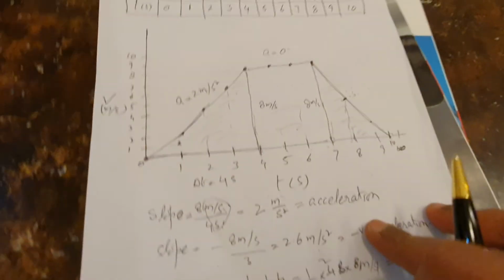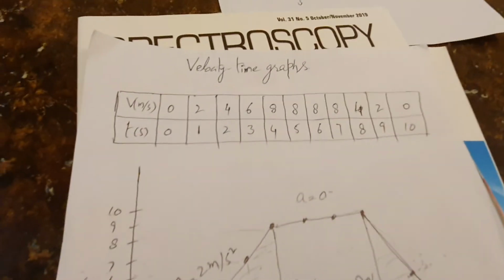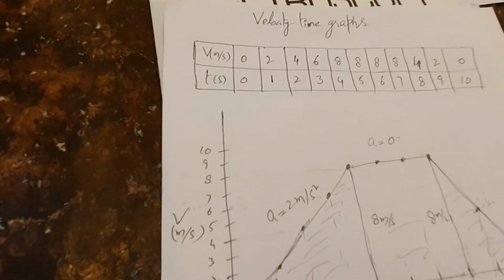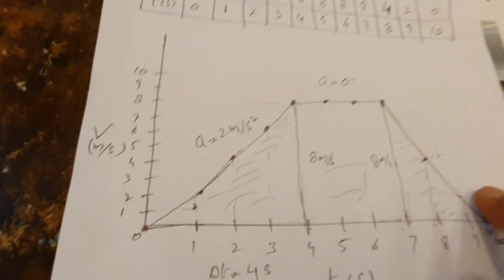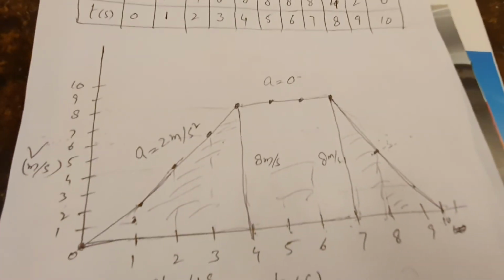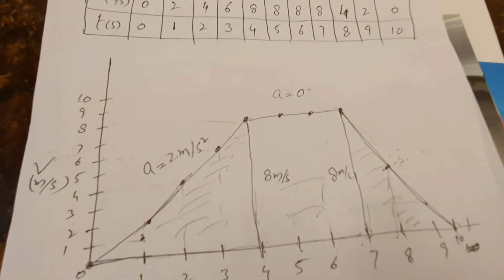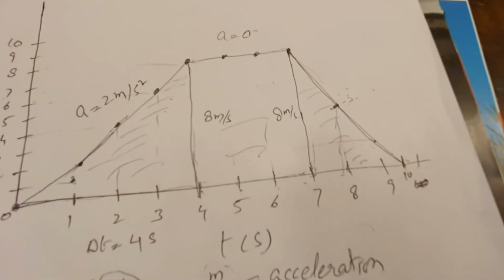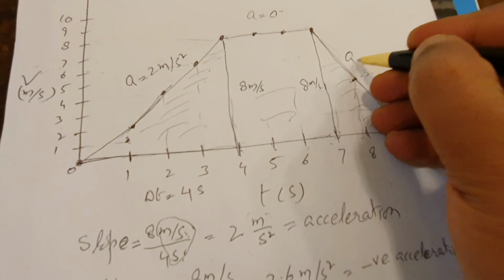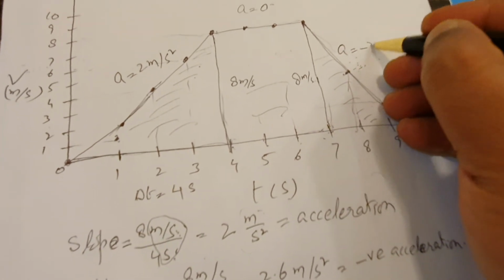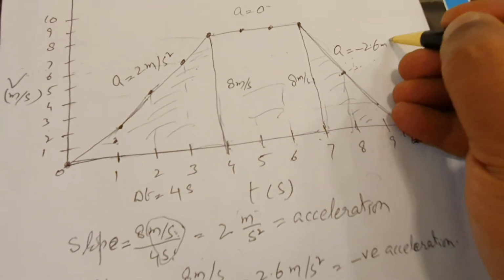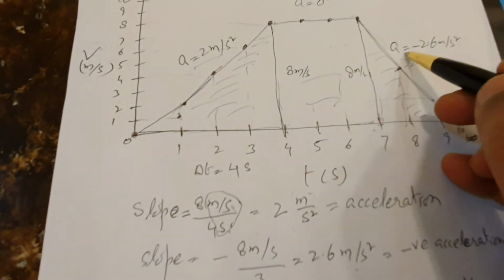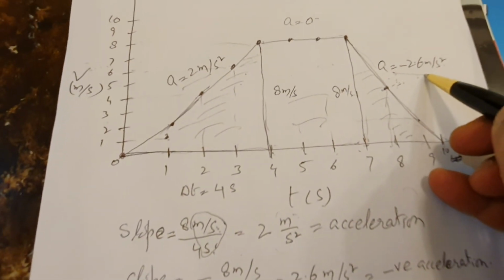So this is the discussion on the position time graph and velocity time graph. In a velocity time graph, you calculate the acceleration of the object. Acceleration can be positive, acceleration can be negative. In this case, acceleration was negative. Positive means object is speeding up. Negative means object is slowing down.